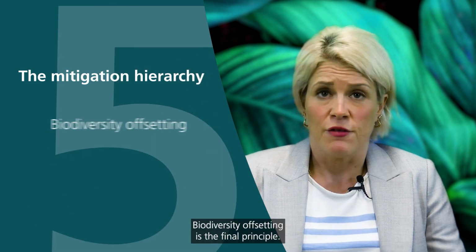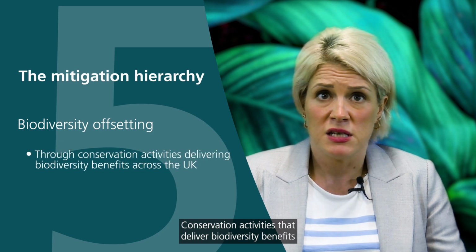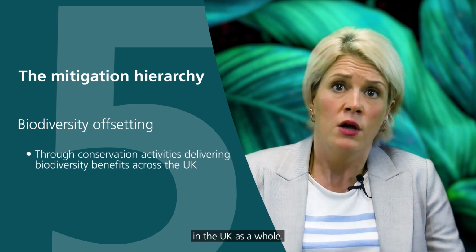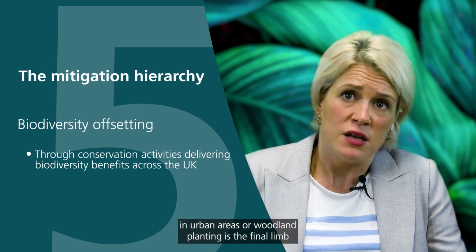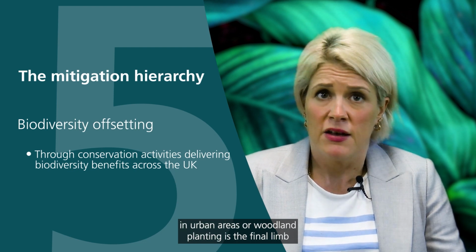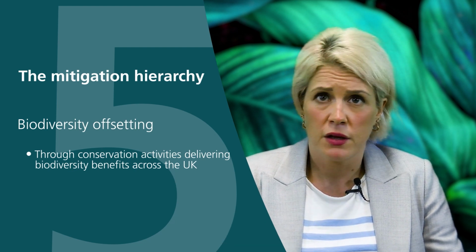Biodiversity offsetting is the final principle. Conservation activities that deliver biodiversity benefits in the UK as a whole, for example, planting trees or creating green space in urban areas or woodland planting, is the final limb to the mitigation hierarchy.